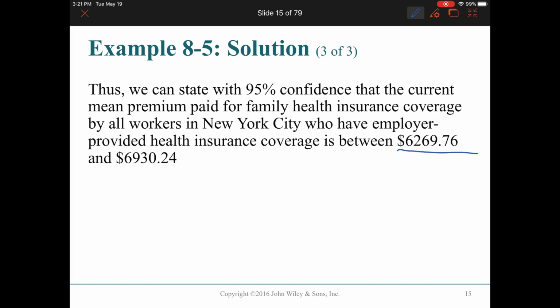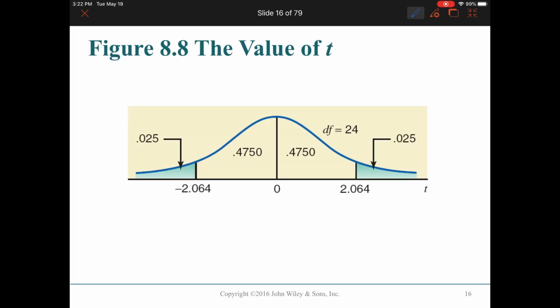So to recap what we just did, with 95% confidence, the current mean premium paid for family health insurance in New York City, who have the insurance coverage, is between $6,269.76 and $6,930.24. So that just repeats what we just did. And here's a picture I just drew.